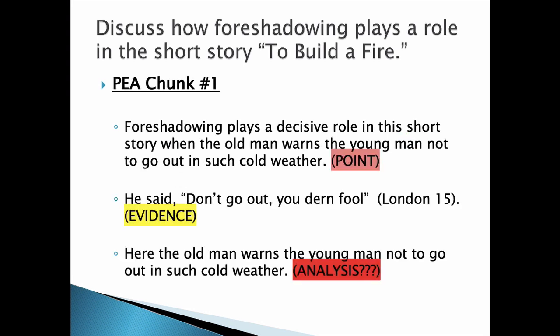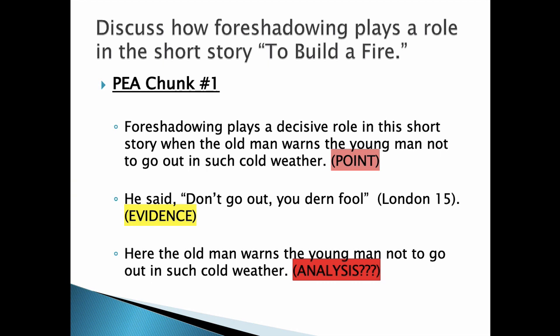Foreshadowing plays a decisive role in this short story when the old man warns the young man not to go out in such cold weather. Okay, that's the writer's point. Now we're going to include some evidence. He said, don't go out, you darn fool. Evidence that we made up. That line doesn't really exist in the short story, but the point is the old man warns the young man.